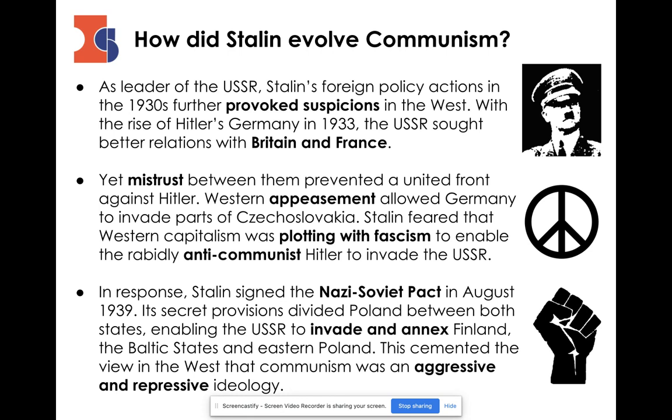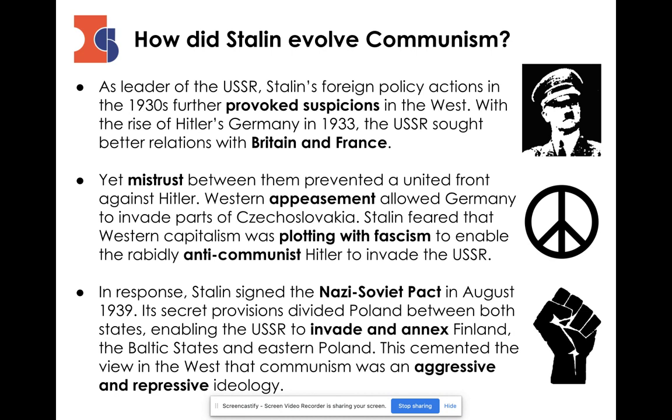So global politics is very confusing at times, and it forced Stalin to sign a pact with Hitler. You would have thought they'd be worst enemies, but in 1939, Stalin signed the Nazi-Soviet Pact, and both powers agreed to divide up Poland between them. The USSR took eastern Poland and Germany took western Poland.